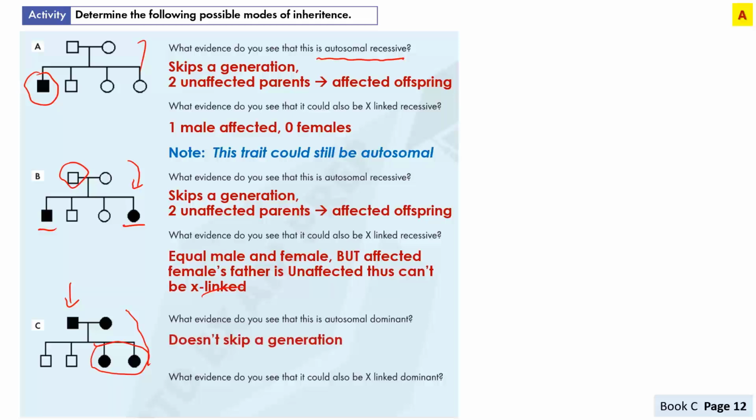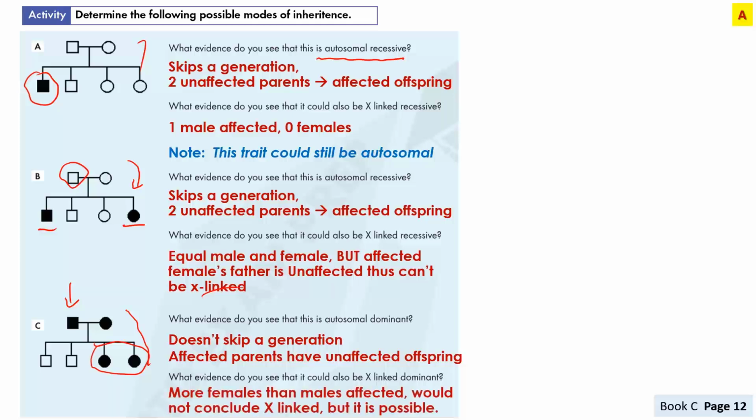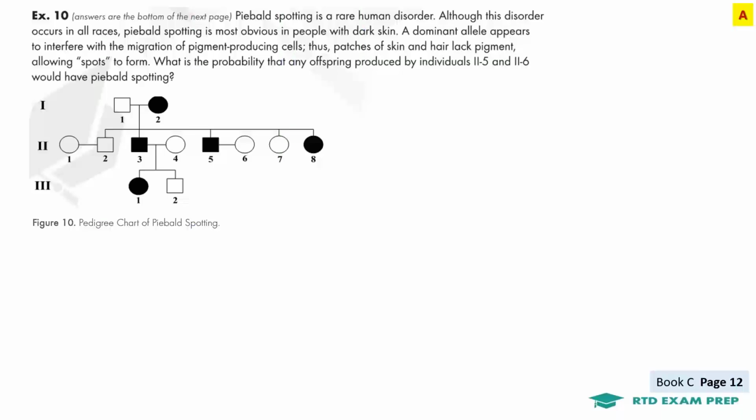So our evidence for autosomal dominant doesn't skip a generation. Affected parents have unaffected offspring. So that would tell me that they're probably carrying the little r. And because there's more females than males, that's our strong evidence that it could be X-linked dominant. Once again, put me on pause, give it a try.